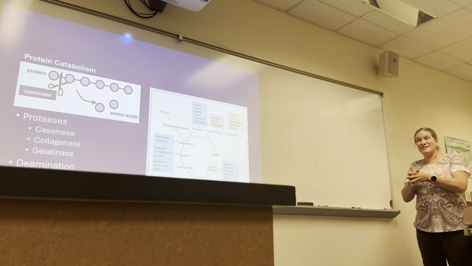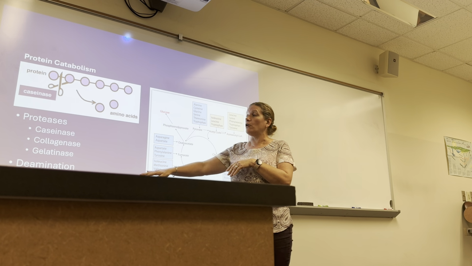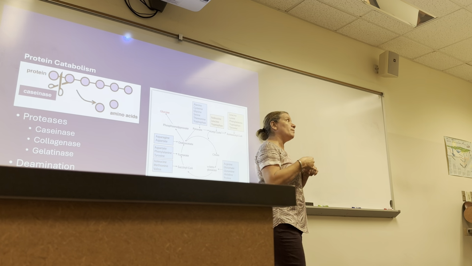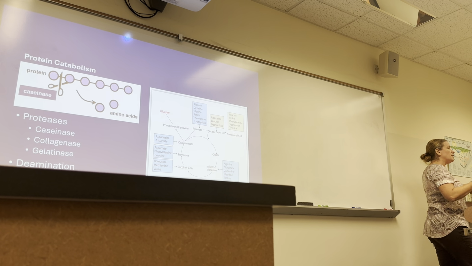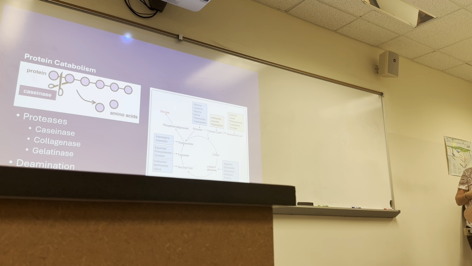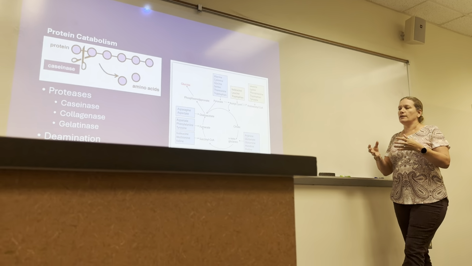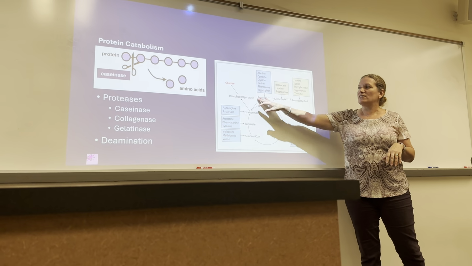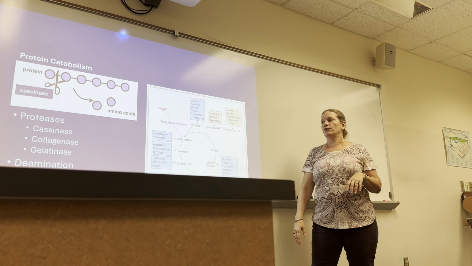Once we have the amino acids, the first thing that's going to happen is a process called deamination. Deamination removes the amino group. So the amino group is going to be removed, and then what's left behind is going to go through various stages, more often than not in the Krebs cycle. It's going to enter somewhere in the Krebs cycle.